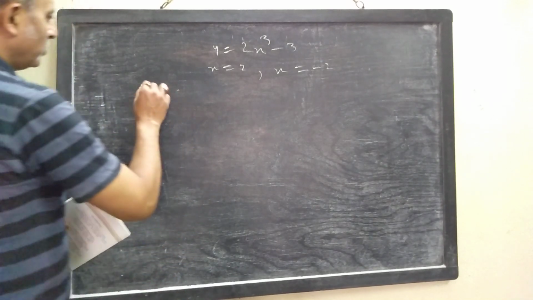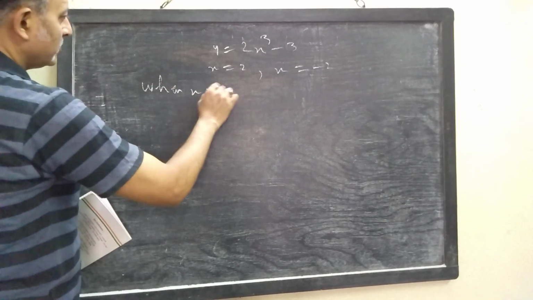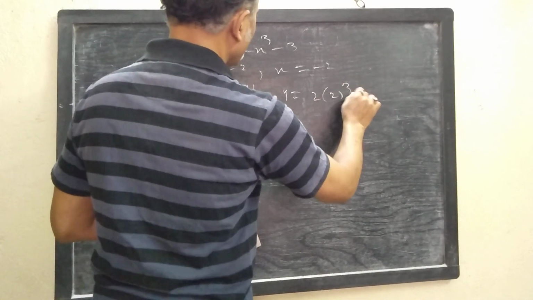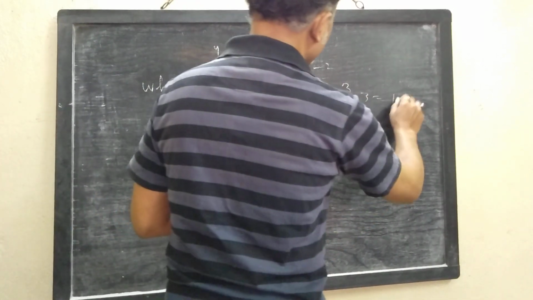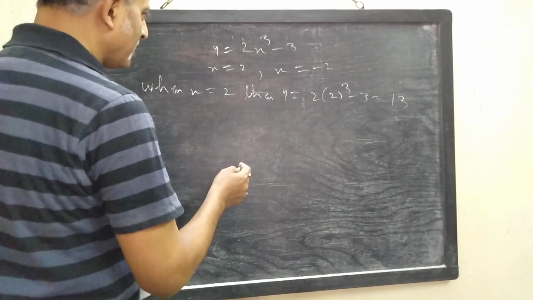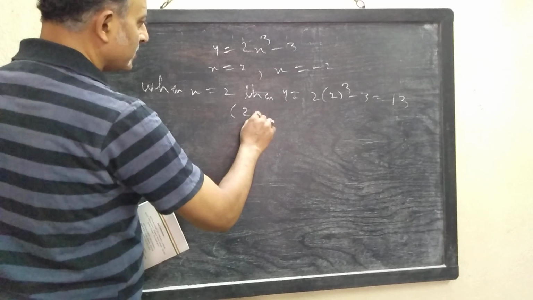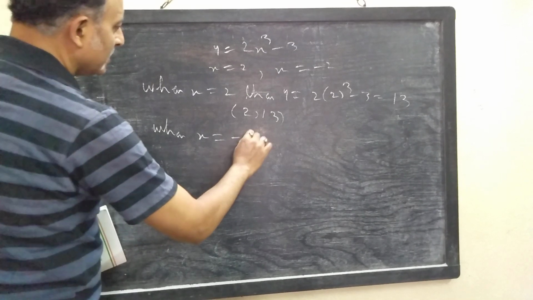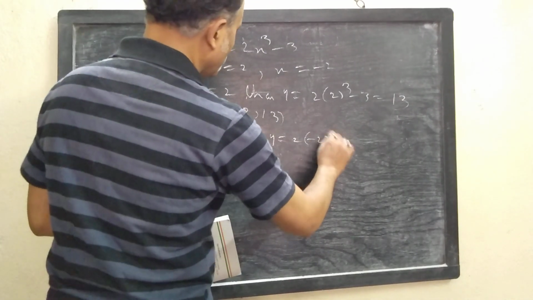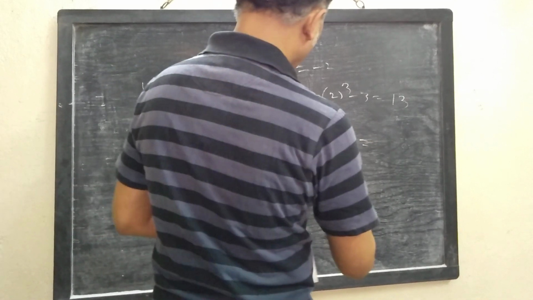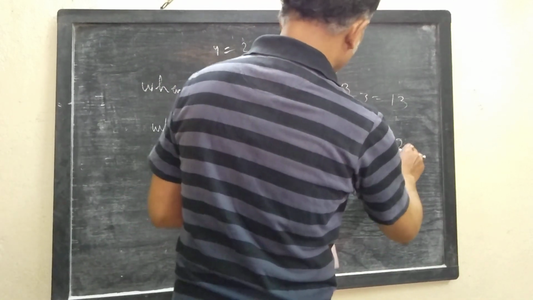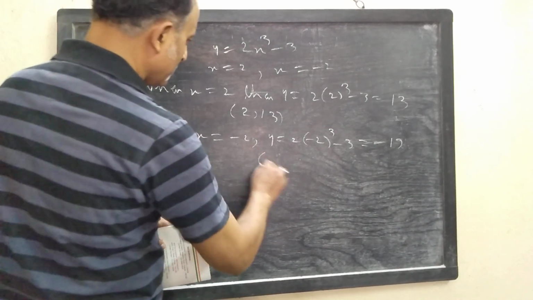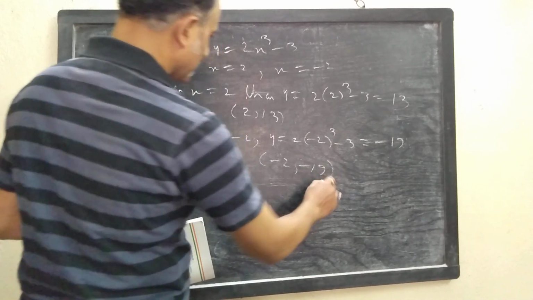So now look, when x equals 2, then y equals 2 into 2 cubed minus 3, 16 minus 3, 13. That is, for the point having abscissa 2, the point on the curve is (2, 13). Next, when x equals minus 2, then y equals 2 into (minus 2) cubed minus 3, minus 16 minus 3, that is minus 19. So the point having abscissa minus 2 on the curve is the point (minus 2, minus 19).